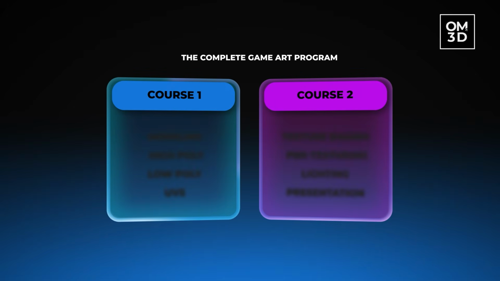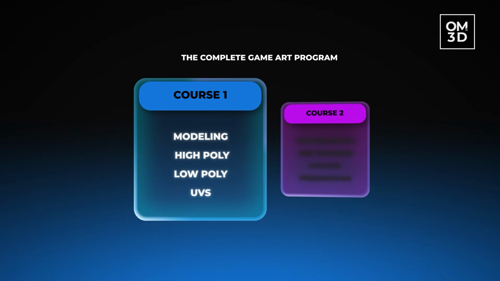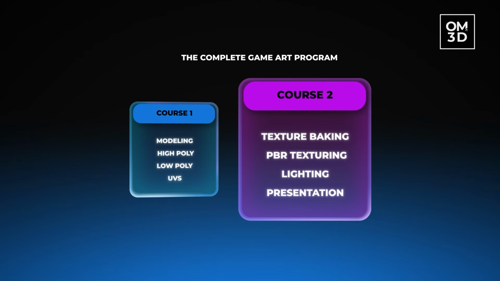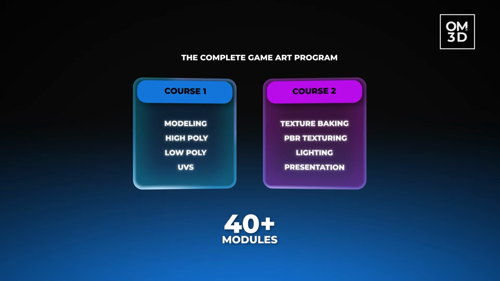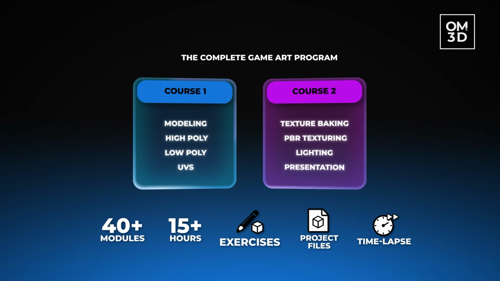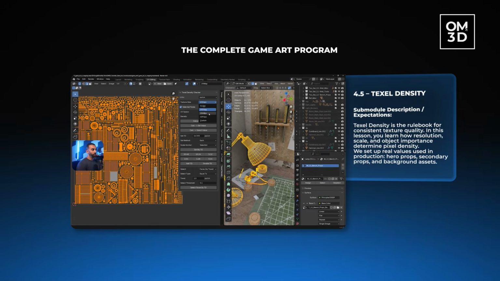The program is split into 2 courses. Course 1 is Modeling and UV Mapping Foundations. Course 2 is Texturing, Rendering, and Presentation. Each one has over 40 modules, more than 15 hours of narrated content, time lapses, project files, exercises, and written outlines, so you're not just watching, you're actually practicing.